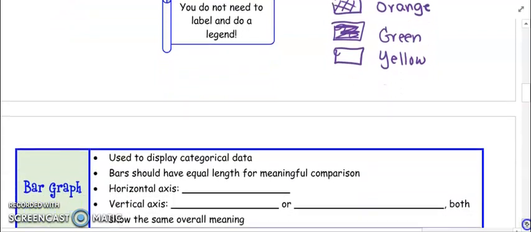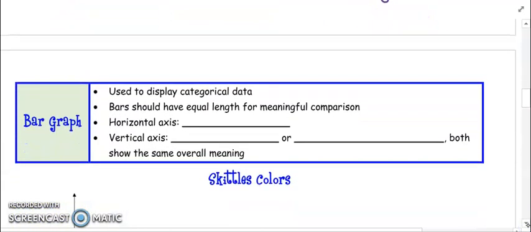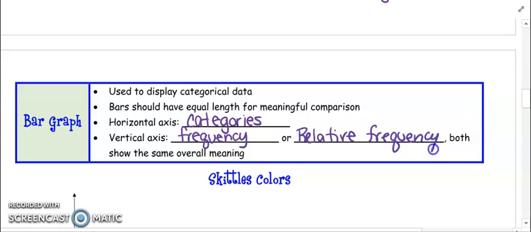So we can use this information to figure out some information with our bar graphs. Now, a bar graph, just so we remember, is used to also display our categorical data. The bars should have equal length for meaningful comparison. The horizontal axis is going to be what our categories are. So in this case, it's going to be our colors. And our vertical axis is either going to be the frequency or the relative frequency. They both show the exact same thing.